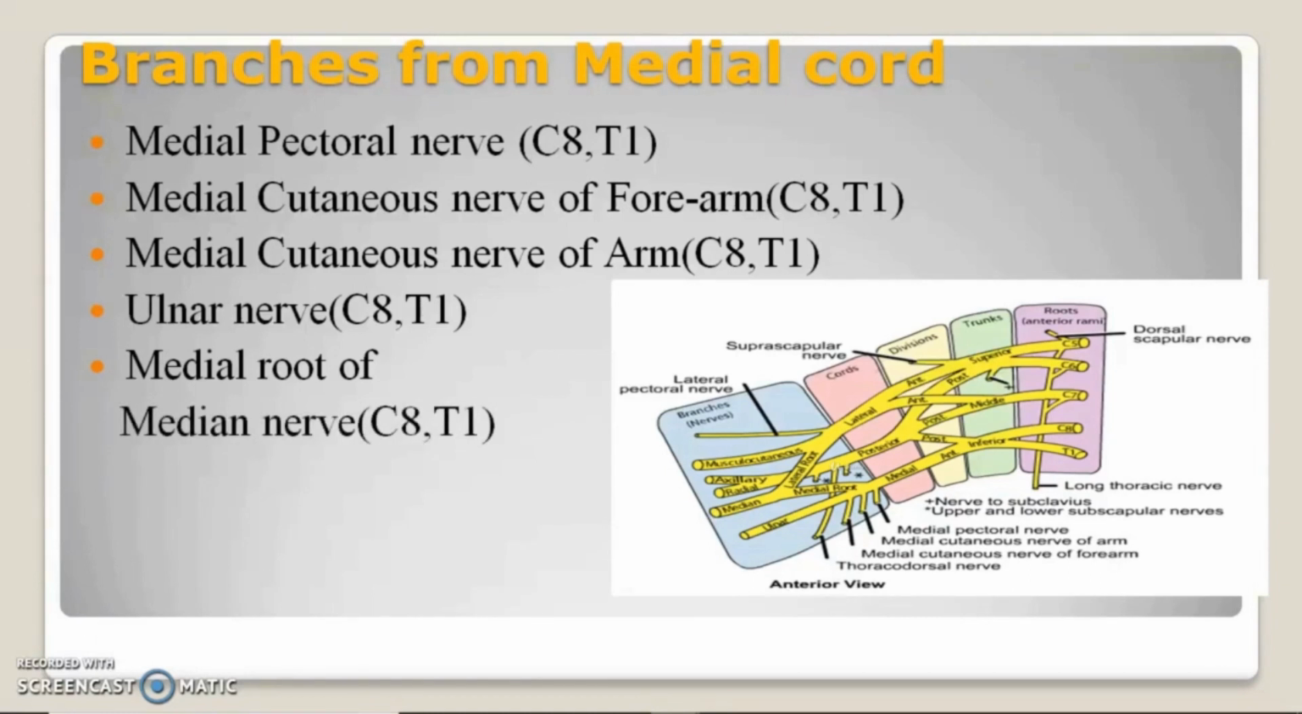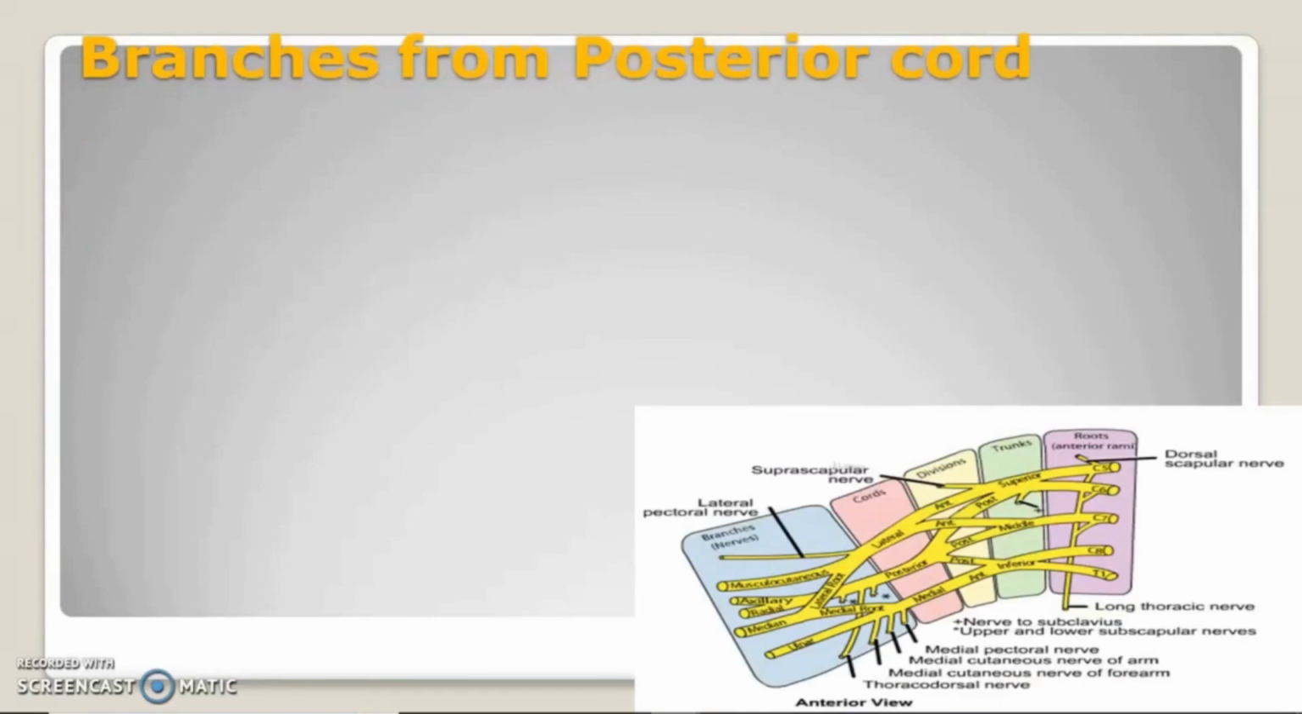Here you can make out we have 4M and 1U. That is the mnemonic for the branches of the medial cord: medial pectoral, medial cutaneous nerve of forearm, medial cutaneous nerve of arm, and medial root of median nerve, along with U for ulnar nerve. All these are going to carry C8 and T1 nerve fibers.